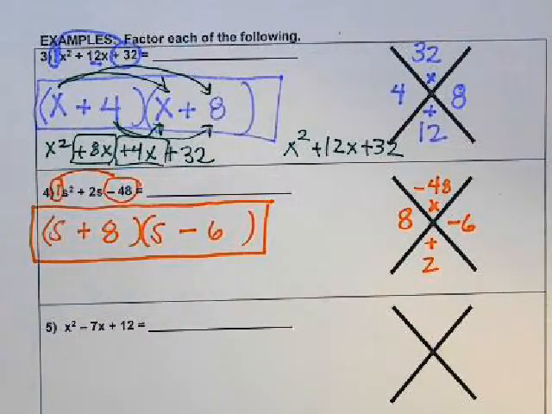Questions? How do I check it? Double distribute. Okay? Okay, number 5.